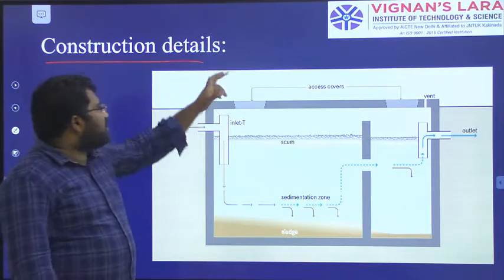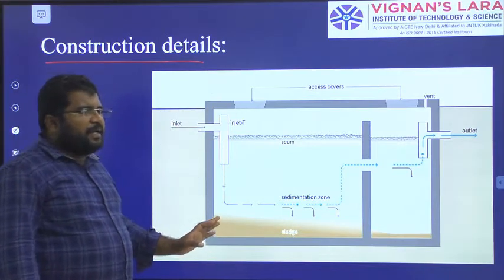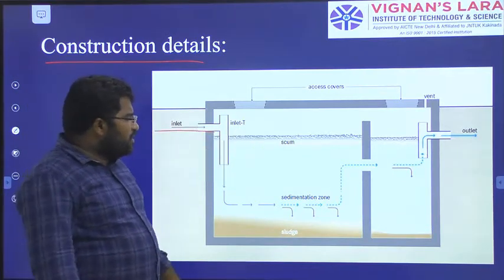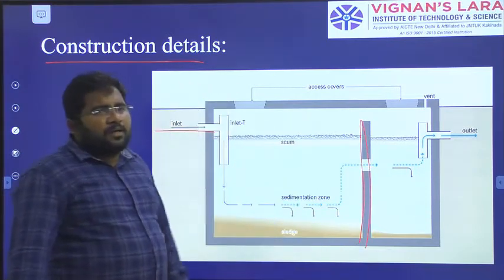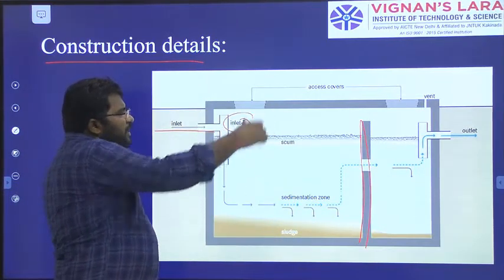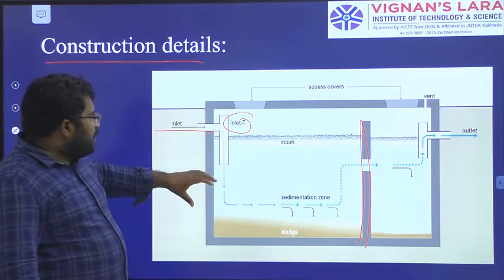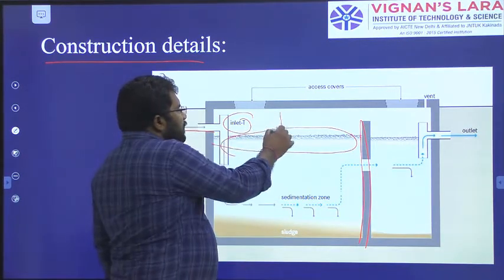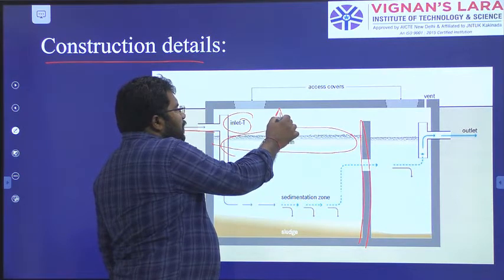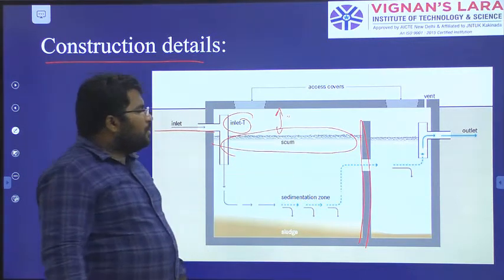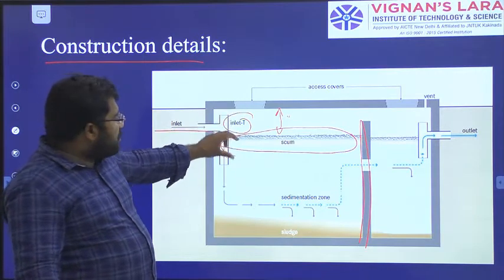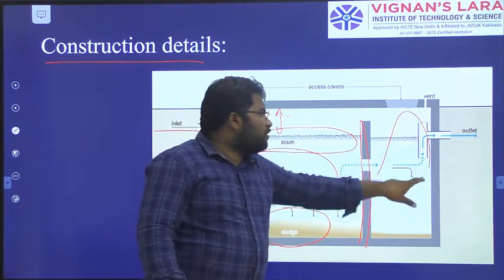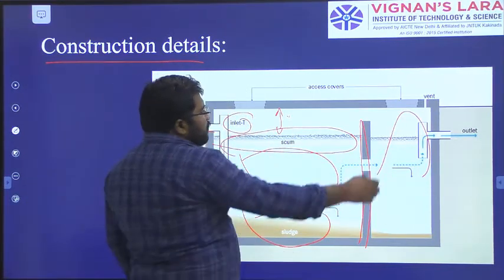So next, construction details. Normally this is a rectangular tank. It is all closed, and we have one inlet and one outlet. Inside we have a baffle wall, and we have the inlet T and outlet T, that is, T-shaped pipes. At the top we have a scum layer, and for the provision of scum, some gap is maintained there. Then we have the sedimentation zone, then the sludge settling zone. This is the outlet zone, and this is the inlet zone. And from the outlet we have a vent here.